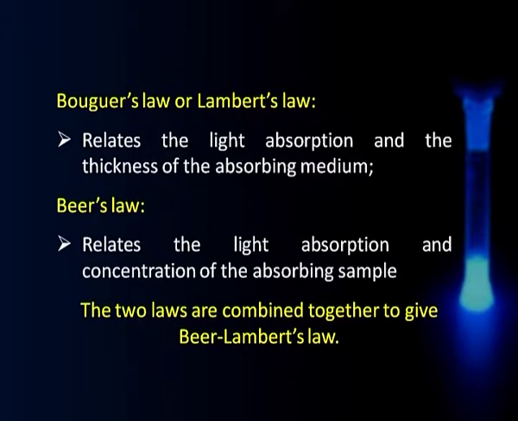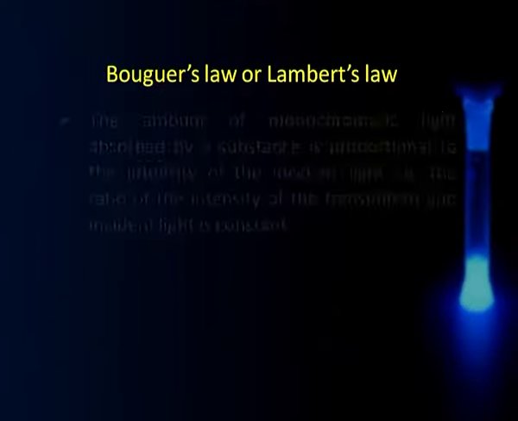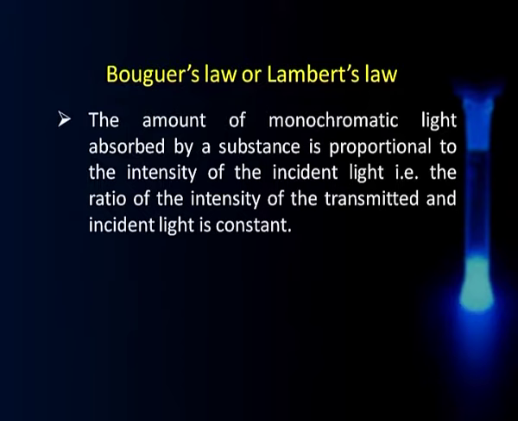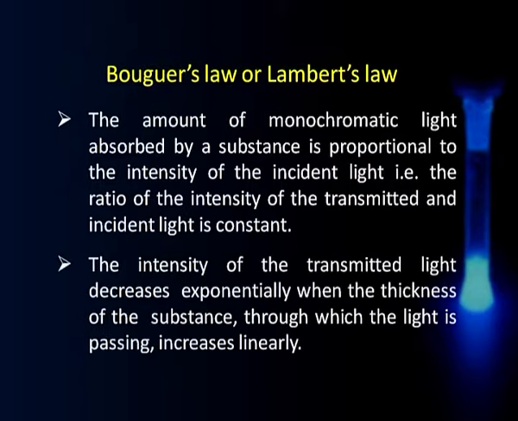And these two laws can be combined together to give what is called Lambert-Beer law or Beer-Lambert law. Let us take these one by one. Bouguer's law or Lambert's law basically goes as follows: the amount of monochromatic light absorbed by a substance is proportional to the intensity of incident radiation. That is obvious. That is, the ratio of the intensity of radiation which is transmitted and incident is constant. That is the statement of the law.